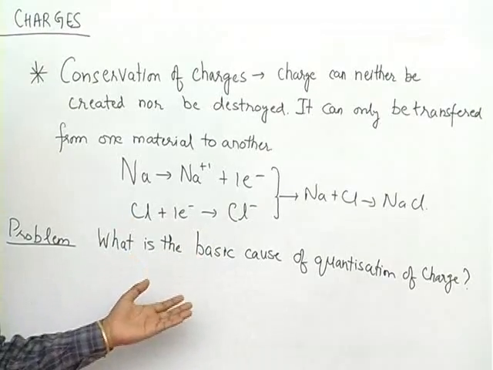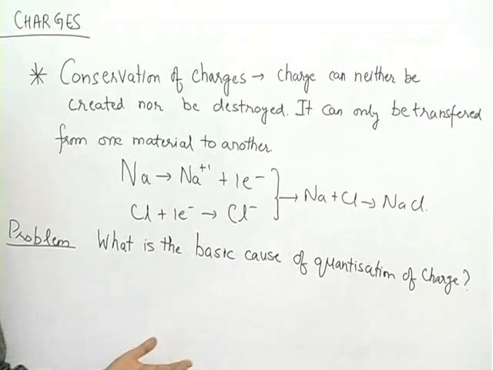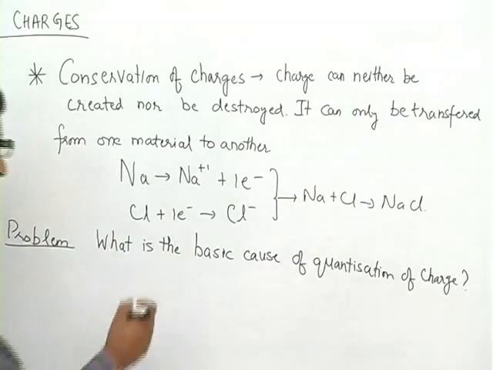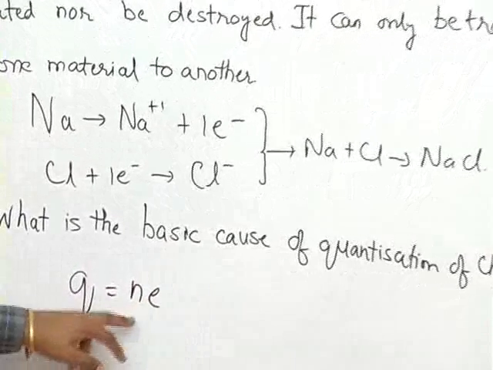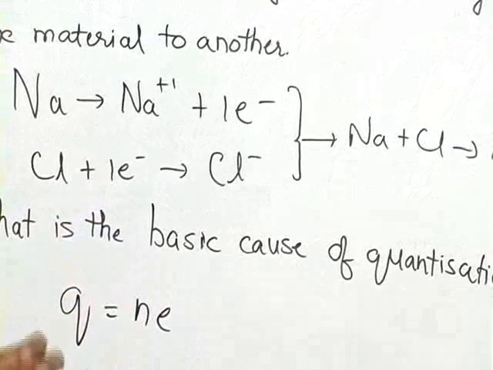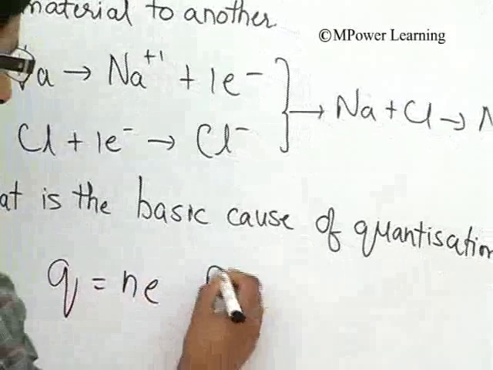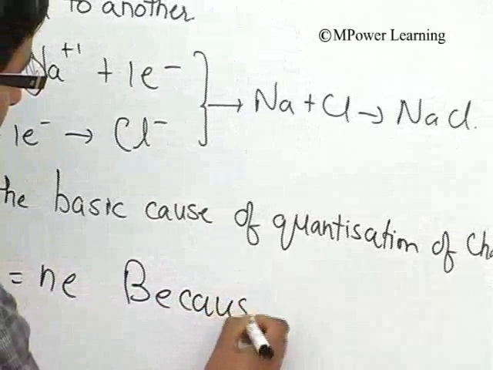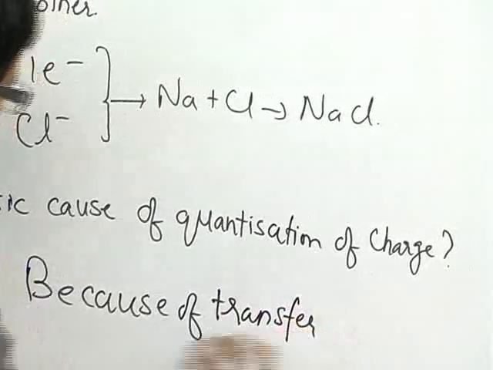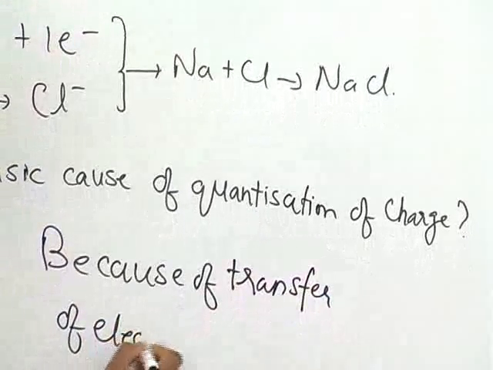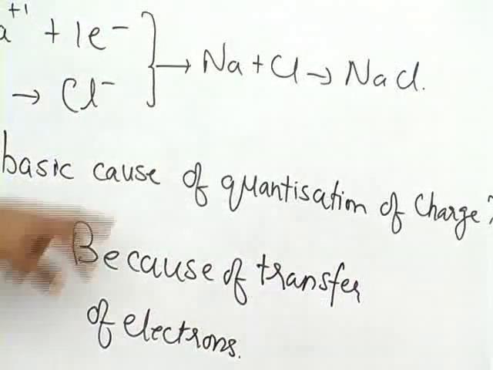Now if electrons are being transferred from one point to another point, that basically means that there will be some integral number of electrons being transferred from one point to another. What I am saying is Q will always be equal to ne, because there will be always either 1 electron, 2 electrons, 3 electrons, and so on and so forth. Number of electrons will be transferred. So it is because of transfer of electrons. So that is the basic cause why charges are all quantized.